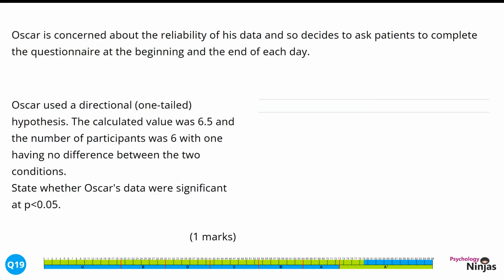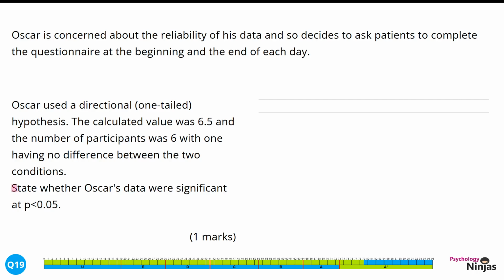Oscar used a directional one-tailed hypothesis. The calculated value was 6.5 and the number of participants was 6, with 1 having no difference between the two conditions. State whether Oscar's data were significant at p equals 0.05, 1 mark.